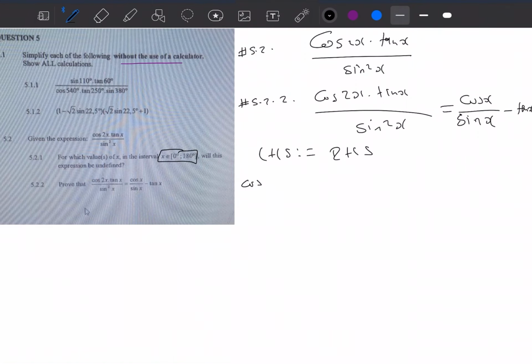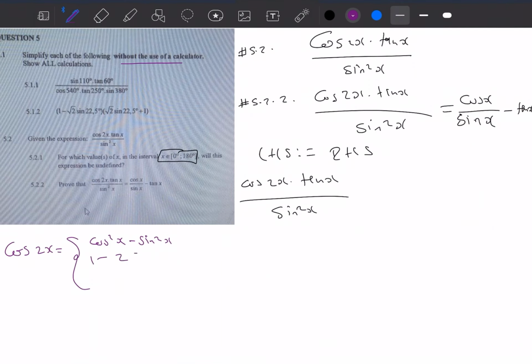So let's take the left hand side: cos 2x times tan x over sine squared x. Let's prove that it's true. We already know cos 2x could be written as cos squared x minus sine squared x, or 1 minus 2 sine squared x, or 2 cos squared x minus 1. So we can simplify cos 2x, and maybe just use this one.